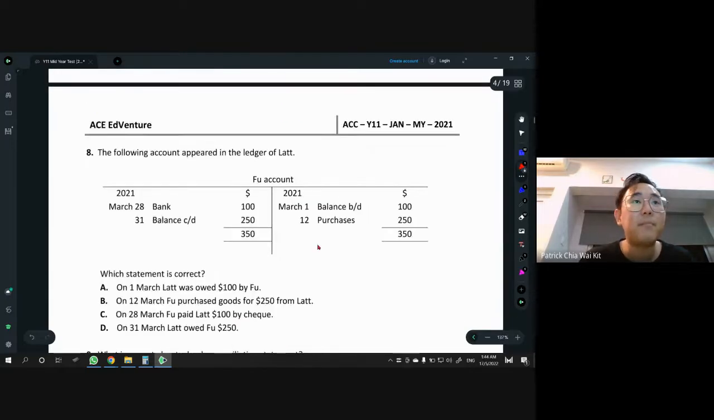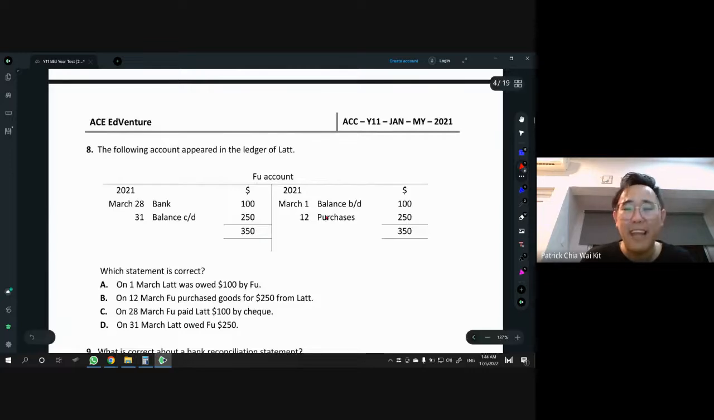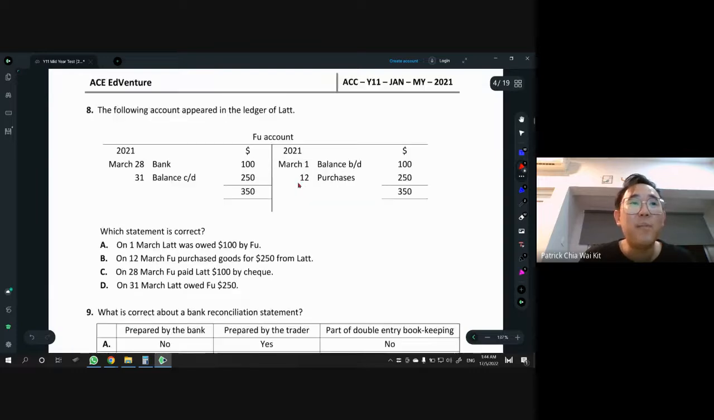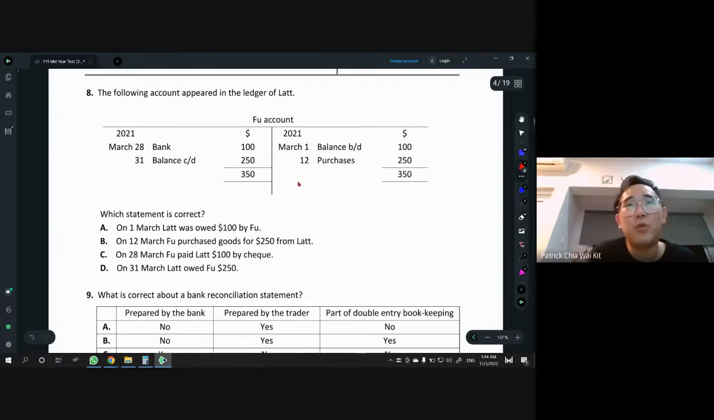All right, next one. Number 8, the following account appears in the ledger of LUT. And then we have an account of full. Okay, so together we get full LUT here. Okay, so which statement is correct? So you have to learn how to read T accounts and all. So you see, what account is this? You see full account. And then in there, you see purchases. So purchases is always related to our TP. So technically, full is our TP. Okay, TP is liability. All right, and that means we are LUT. Okay, so which statement is correct? So if you look at ABCD, all right, so A, On 1st March, LUT was owed by full.